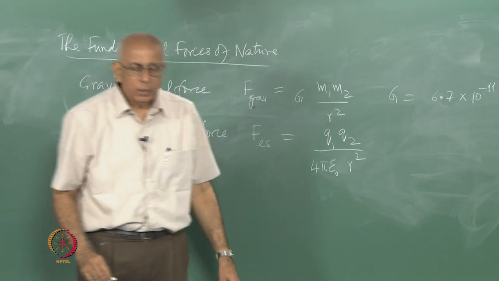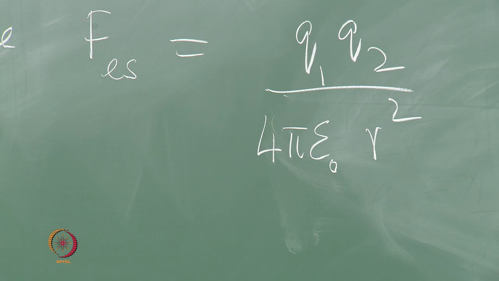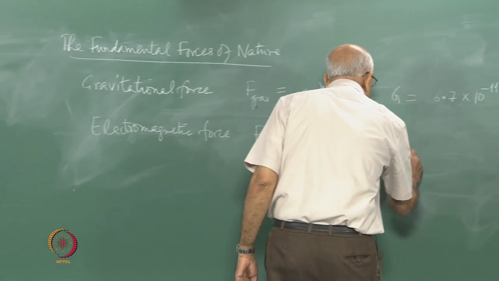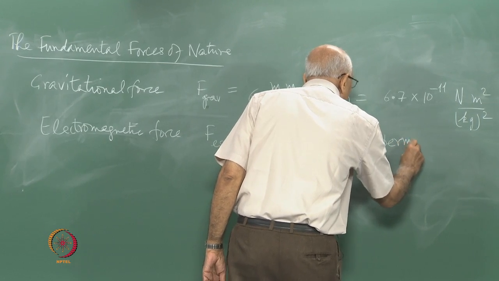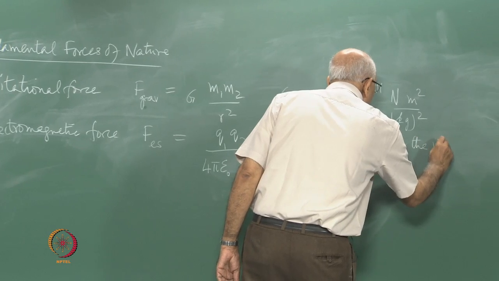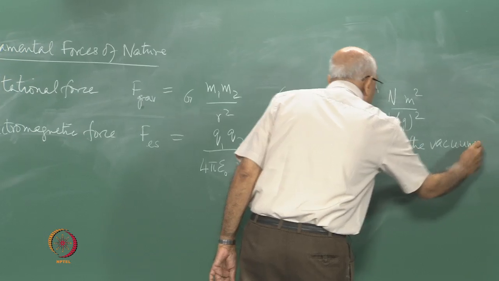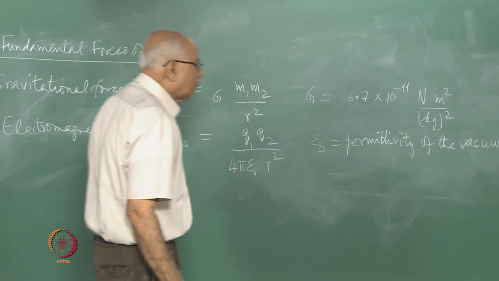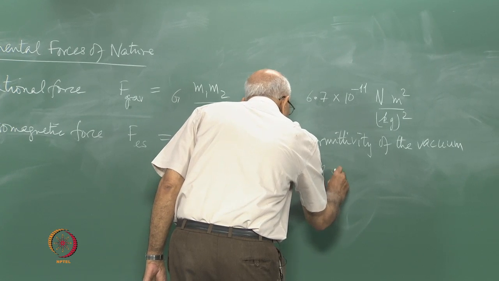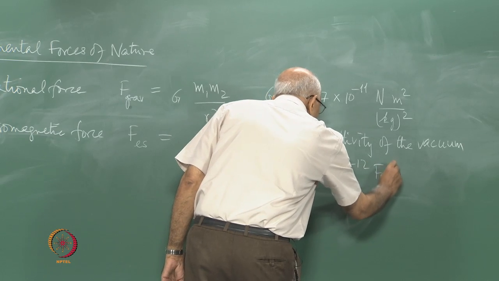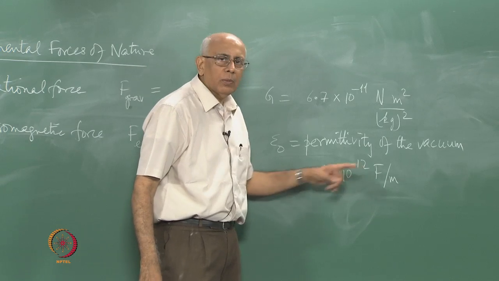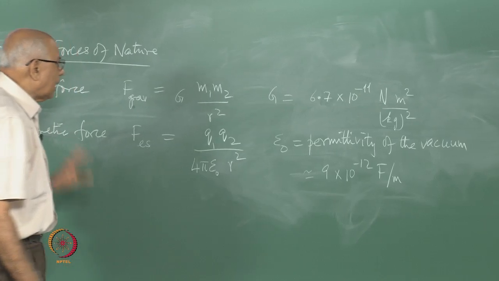This epsilon naught is called the electric constant of the vacuum, or more popularly the permittivity of the vacuum. It has a certain value in the standard international units that we use. This is of the order of 9 times 10 to the minus 12 farads per meter. When we come to electromagnetism, I will explain what the unit farad means, but it is in standard international units.